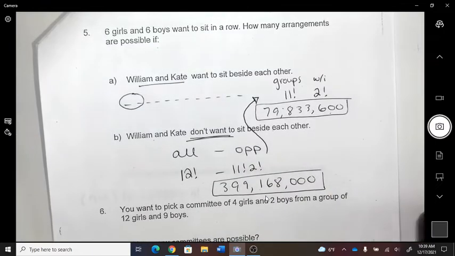Okay, so there'll be one question on your test like that where you're going to have to use that all minus opposite strategy.